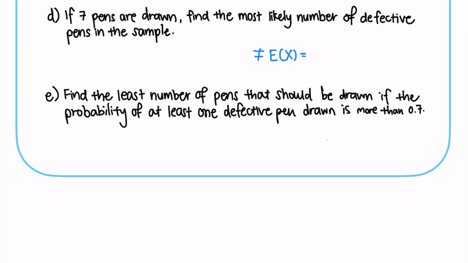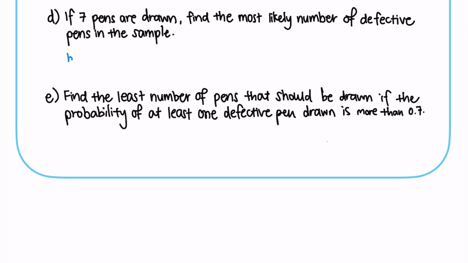By the way, finding EX or your expected value is just n times P, which is 7 times P. That is your expected value, and you're not supposed to round this value. Now let's say I want to use Binomial PDF for this. So you have n, you have P, but you don't have the number of defective pens that you want to draw. So what can we do?